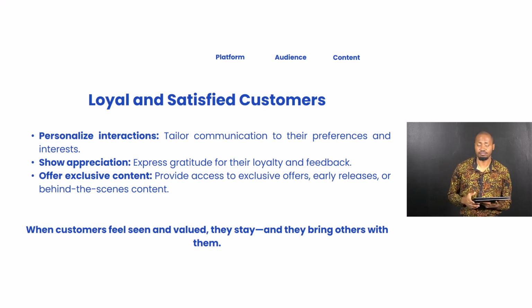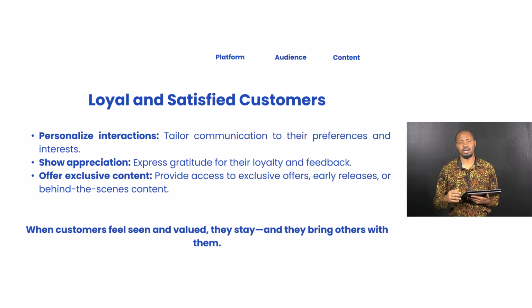For instance, you have an e-commerce platform. When you're dealing with loyal customers, the data on the platform shows their buying pattern. So you tailor your communication according to their preferences and interests, and also you show appreciation. It is not good to take customers for granted. Show appreciation for their loyalty and their feedback, and also offer exclusive content. Airline companies do that a lot. When you've flown with them for many years, they try to offer exclusive service to you. Sometimes they can give you VIP access to some of their events and conferences. There are organizations that do that to some of their loyal clients.